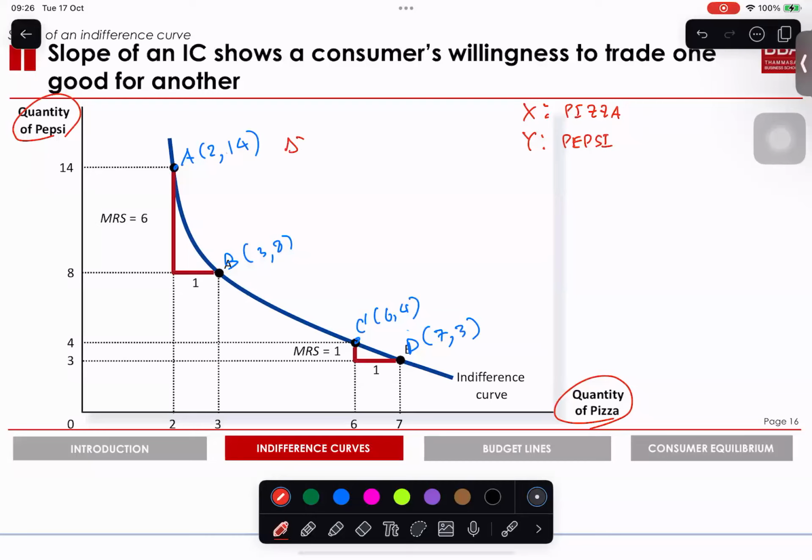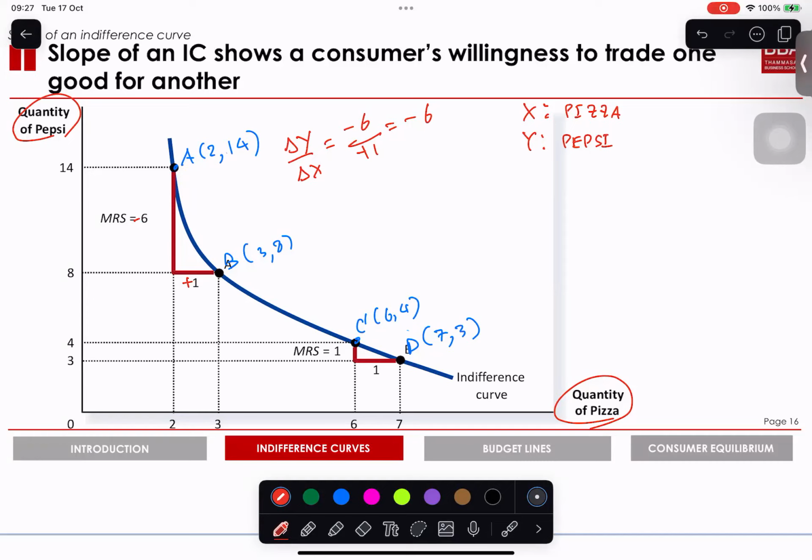Now we are going to compute this. This guy said, I'm willing to give up 6 cans of Pepsi in exchange for +1 slice of pizza. So that's the rate at which he is willing to trade good Y for good X. At this moment, when he is quite hungry, he values this slice very much. How do we know? Look at the number of Pepsi he wants to sacrifice for it. He must be quite hungry. Keep this in mind.